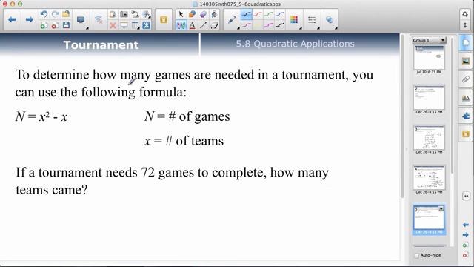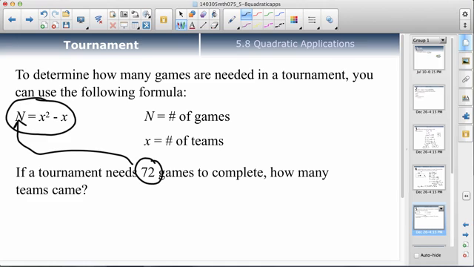Try a couple more. To determine how many games are needed in a tournament, you can use a formula. Oh, they gave me a formula already. N stands for how many total games there are. X stands for the number of teams. Okay. If a tournament needs 72 games to complete, how many teams came? Oh. So the 72 is how many games there are. That has to get plugged in right into there.